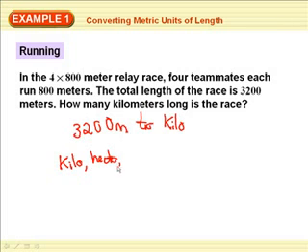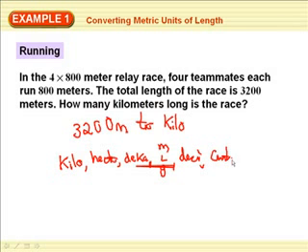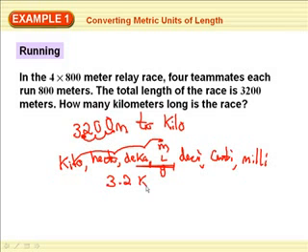Kilo, hecto, deca, meter, liter, gram, deci, centi, and milli. So you find the one you know, which is meters, right here, and you count till you get to kilo. 1, 2, 3. And since we went to the left 3 places, we just simply move the decimal on this number 3 places. 1, 2, 3. So it would be 3.2 kilometers.